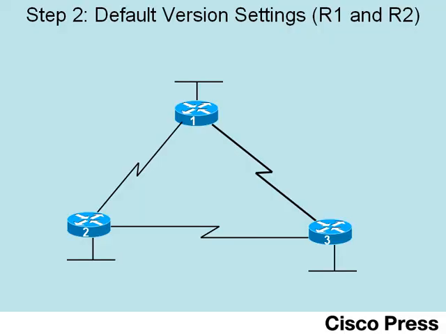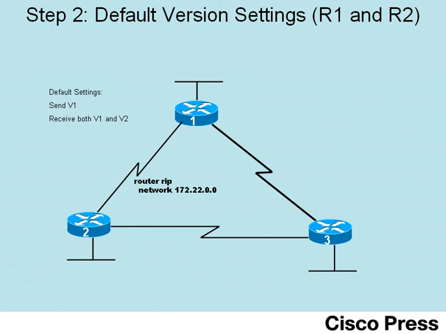Next, let's move on to step 2 of this video. As we saw earlier, both R1 and R2 have identical RIP configuration, with the router rip command followed by network 172.22.0.0. Now earlier we saw in the output of the show ip protocols command the default version settings. And those default version settings said that both routers will send version 1 updates only, but they'll be willing to receive both version 1 and version 2 updates from other routers.